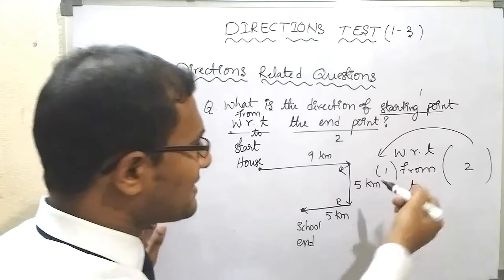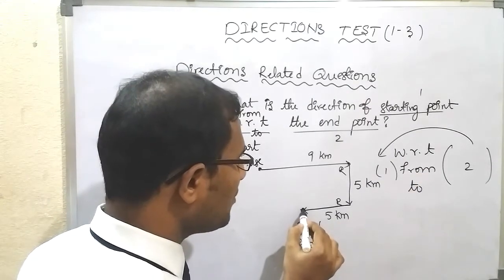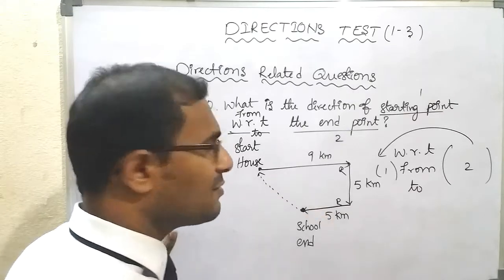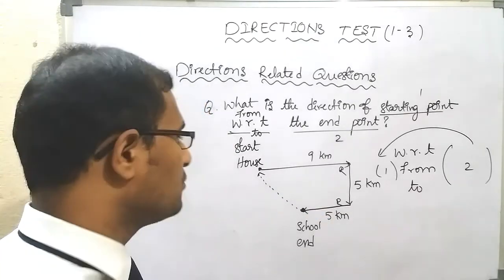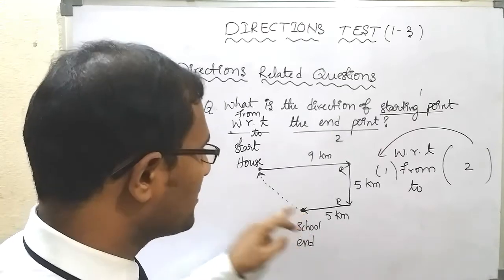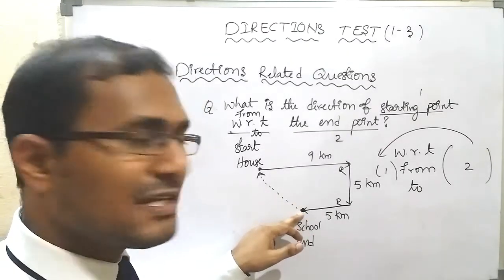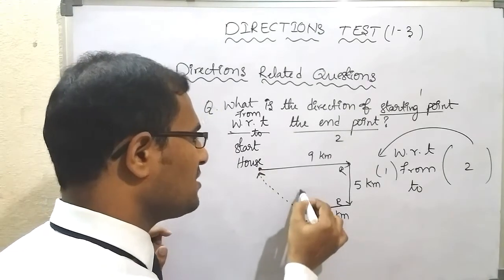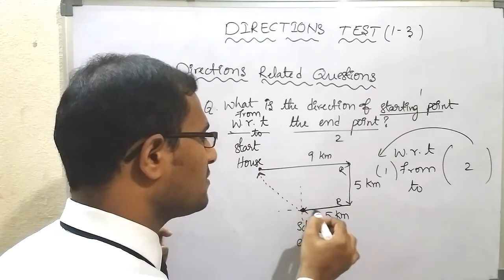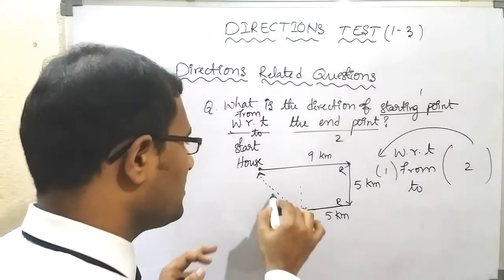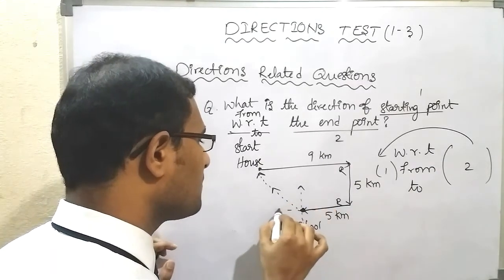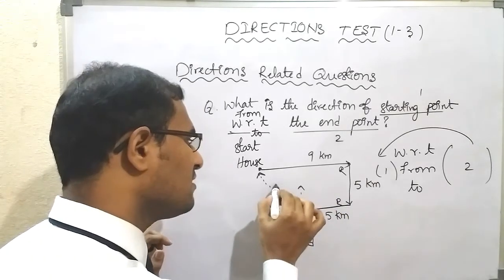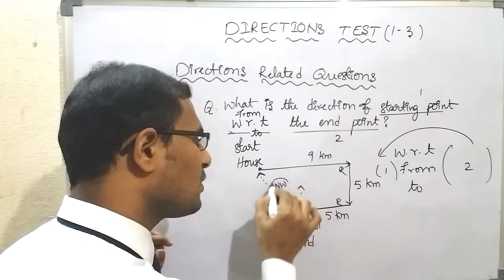Okay, now what is the second point here? The end point. Now from the end point to the starting point, we have to draw one straight line. Okay, so what is the direction of this straight line? This straight line is like this. Just imagine the standard directions. See, this line is in between the north and west direction. What does it mean? This line indicates northwest.